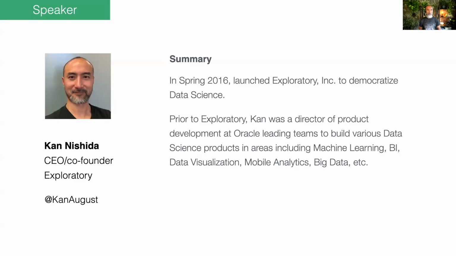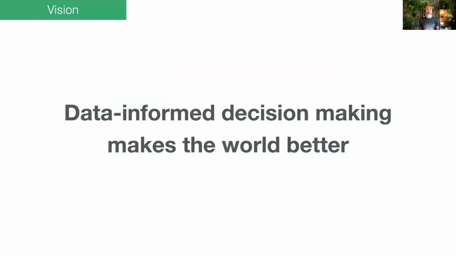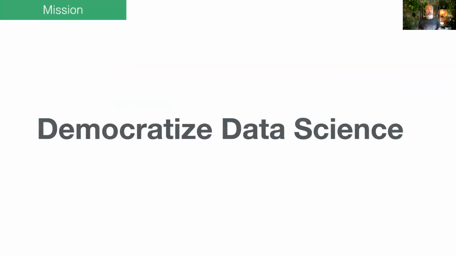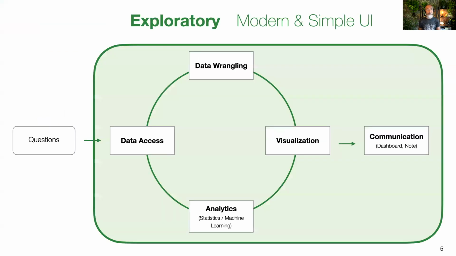Okay, so let me introduce myself. My name is Kan Nishida, CEO at Exploratory. Exploratory is a company we started back in 2016 to democratize data science. We have a vision that data-informed decision-making is the key to making the world better. So in order to make that happen, we need to democratize data science. We basically do everything under this mission.